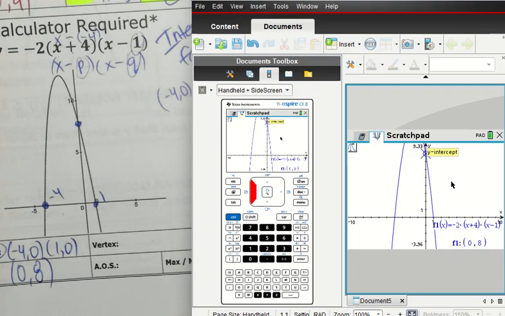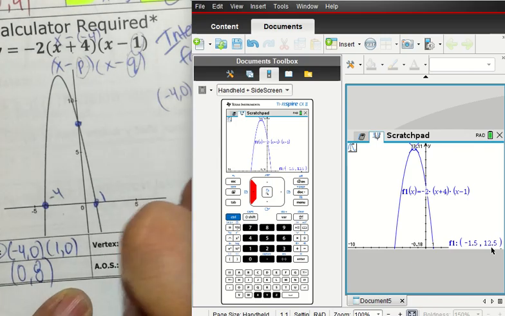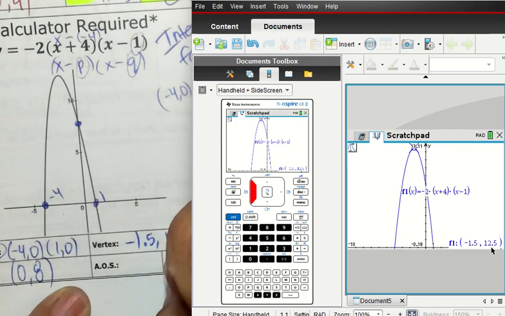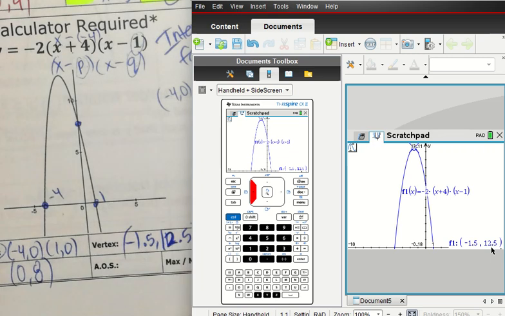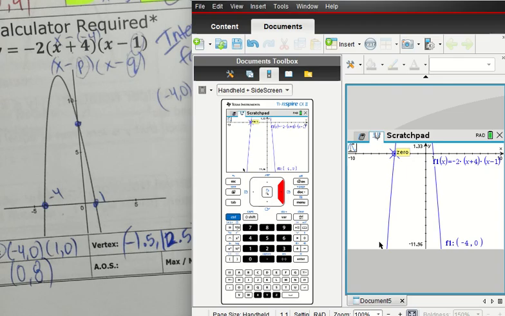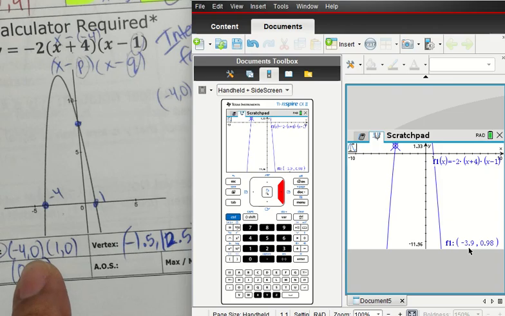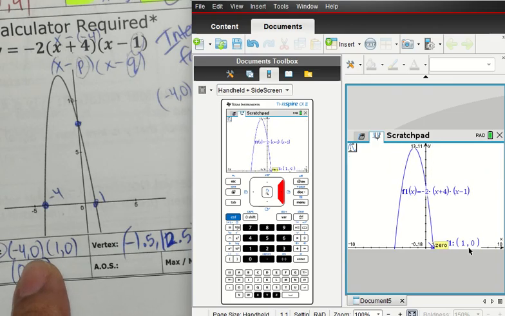And then we trace it to find the vertex. So it says maximum, and that's negative 1.5, 12.5. And if we check or triple check the x-intercepts, it's a 0, negative 4, 0. So that's the one we found here. And then the other one, 1, 0.